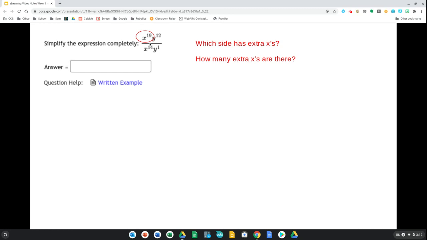And the reason why we know it's 5 is because we just take 19 minus 14. And so there's 5 extra x's. And so our answer, we're going to draw our fraction bar, and we're going to put 5 x's at the top. Okay, now let's do the same thing with the y's.